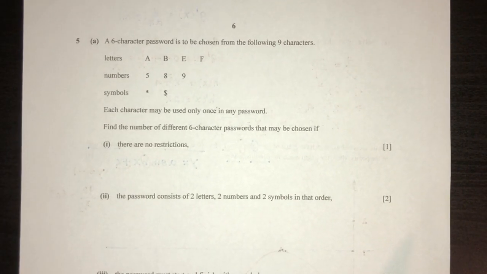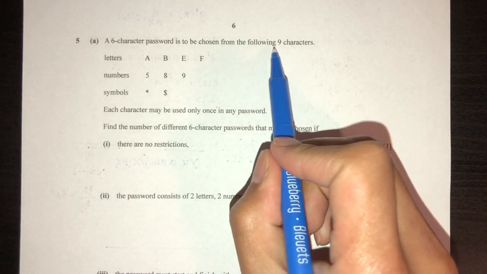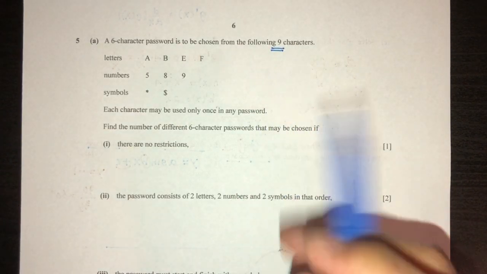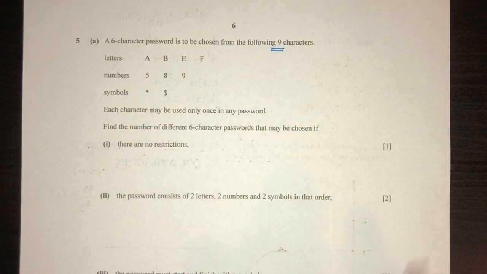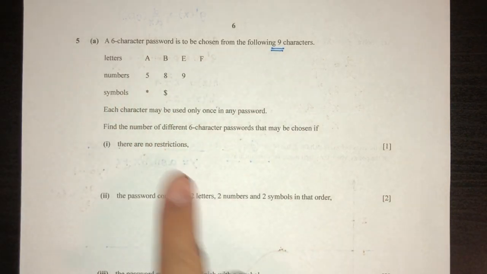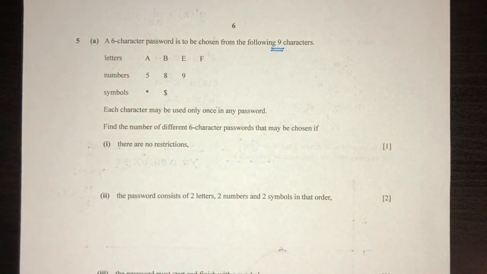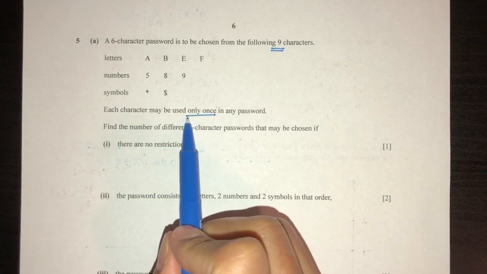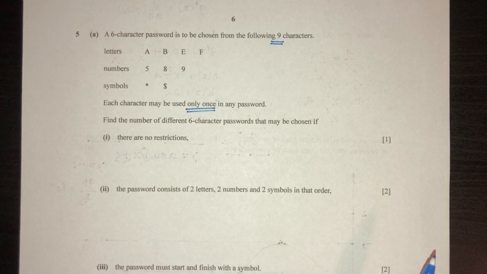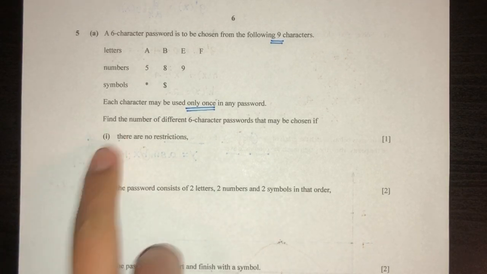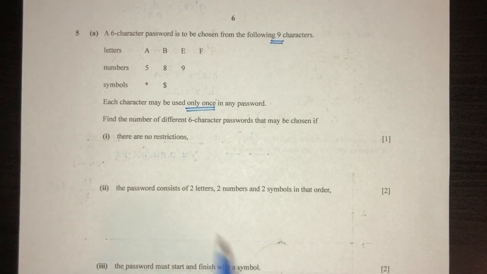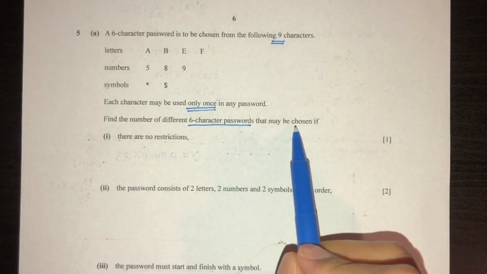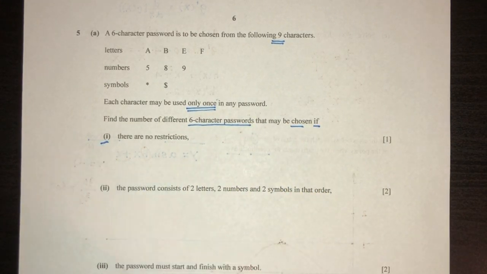Now let's move on to question number 5. So a 6-character password is to be chosen from the following 9 characters. So in everything together we have 9 characters and we want to choose 6 characters. So here we have letters, numbers, and symbols. Now each character may be used only once. That is very important here. Also, question: find the number of different 6-character passwords that may be chosen if there's no restriction.